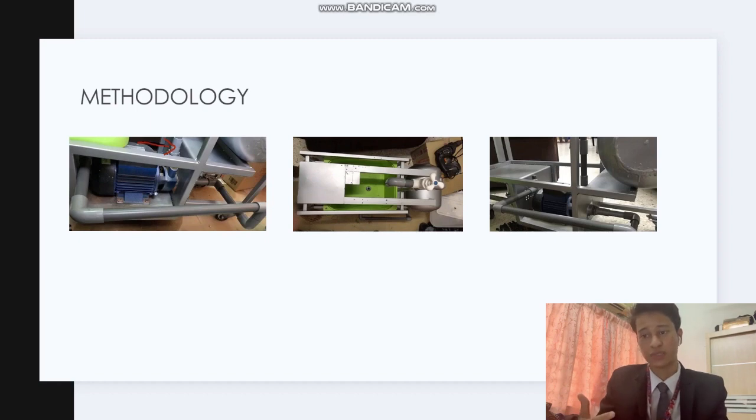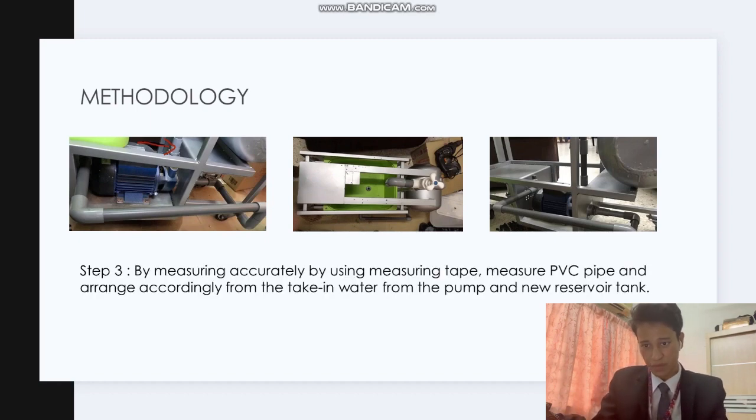So here comes the third step. By measuring precisely and accurately with a measuring tape, measure all the PVC pipe and arrange accordingly from the intake of water. Here is the intake of water from the pump and the new reservoir tank. The green one here is the new reservoir tank.